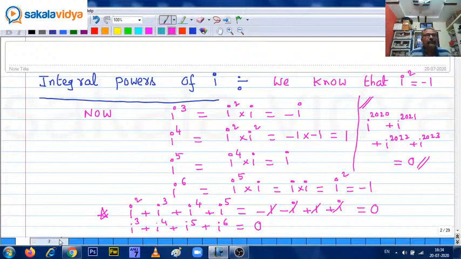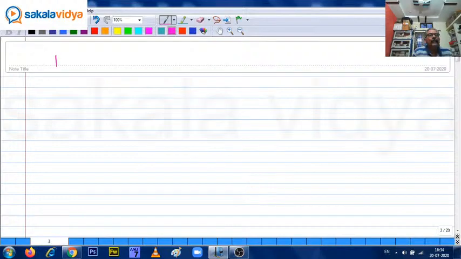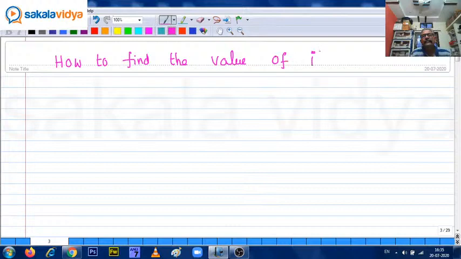So now how to find the value of I raised to n, where n belongs to natural numbers. Some bigger numbers are there. How to find out? Is there any technique for that one? See, we have a shortcut, that I will explain. Shortcut.